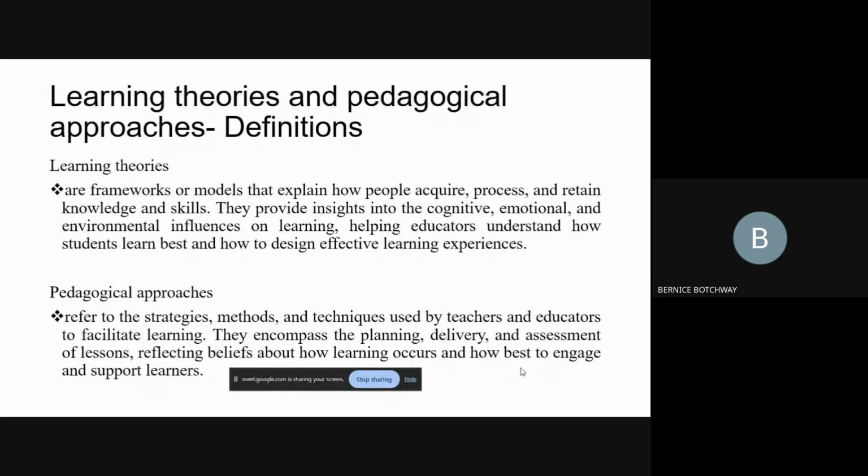And then the people that we are talking about are students. So how our learners acquire, how they process, how they retain knowledge, and then some skills. So today we'll be talking about learning theories and then pedagogical approaches.